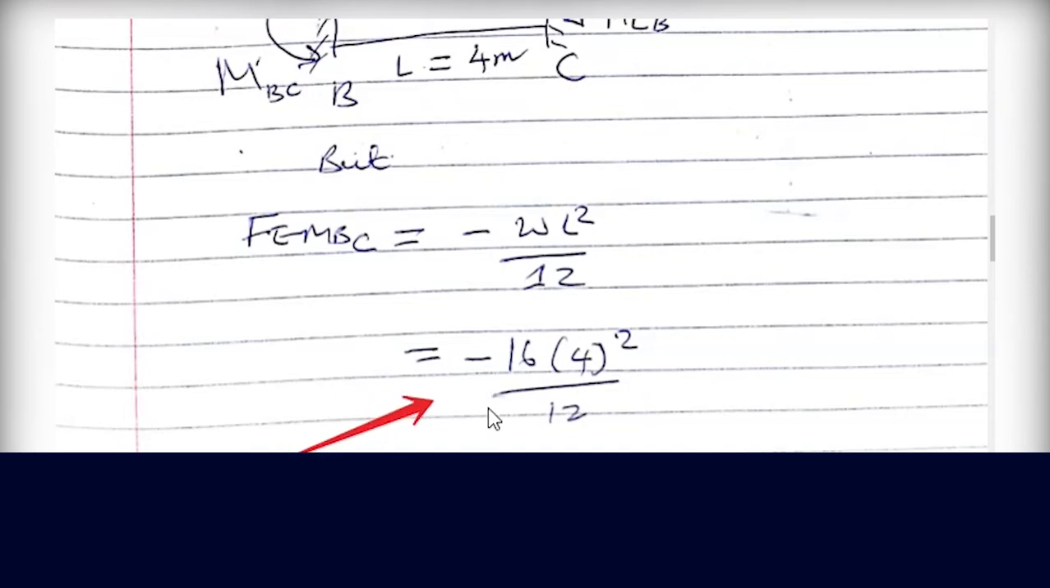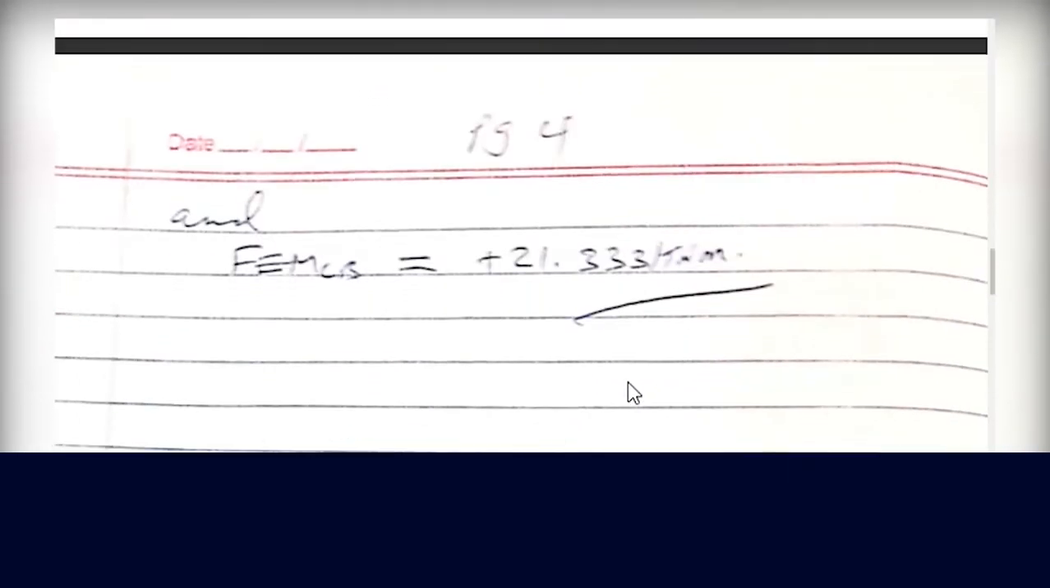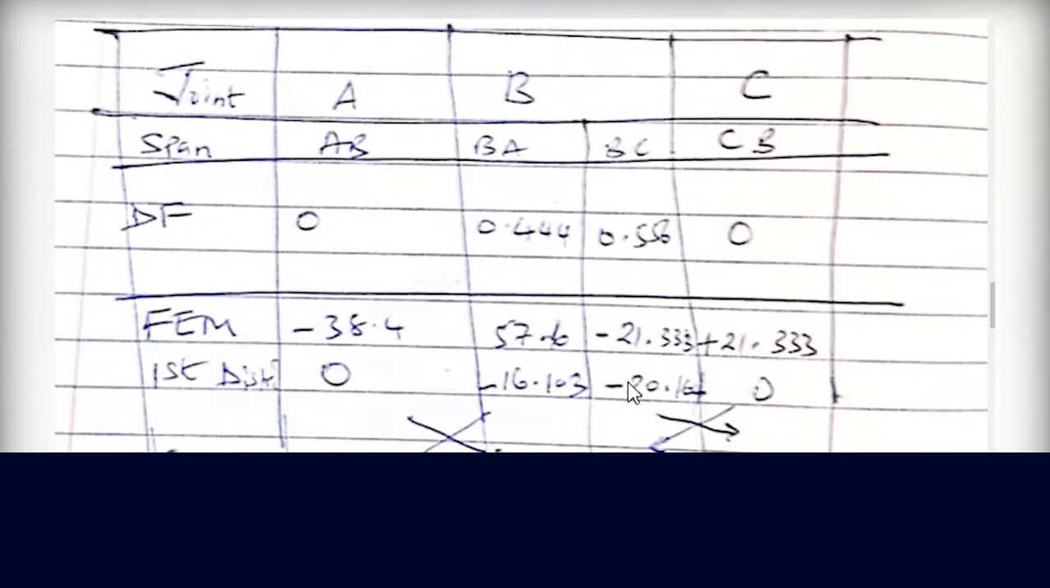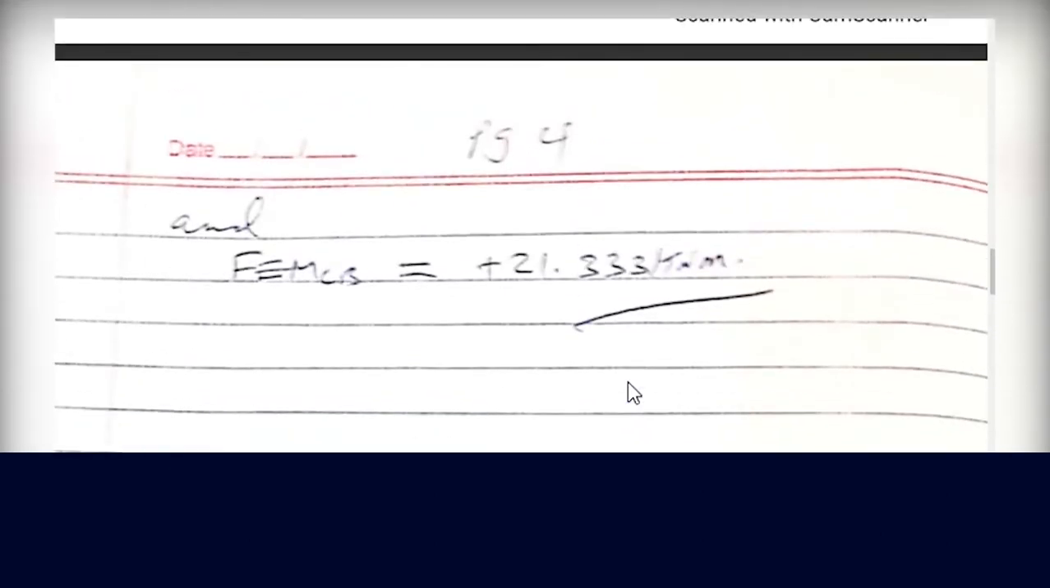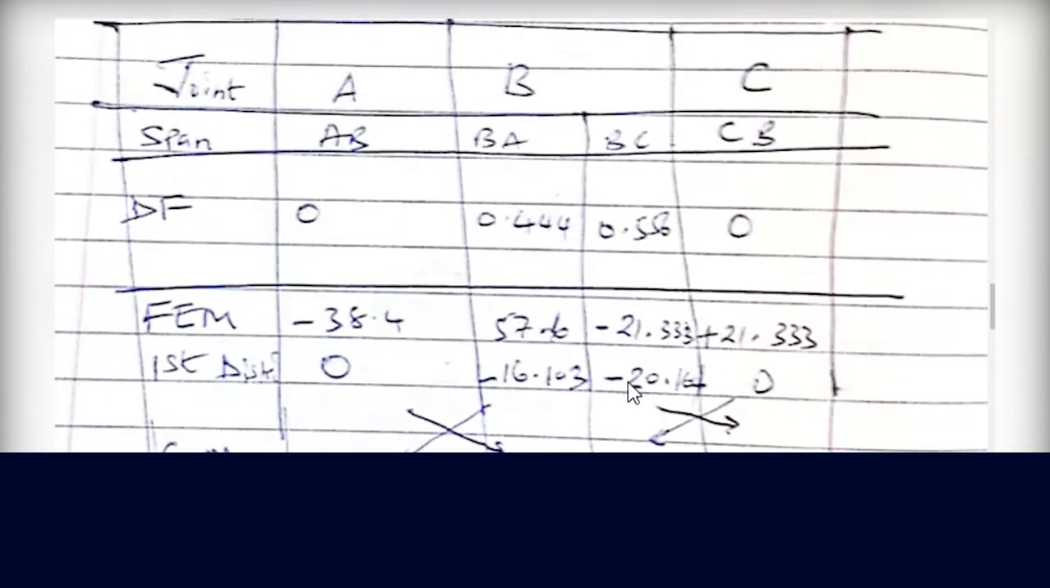So you can calculate the value; it is equal and opposite. BC should be negative and CB should be positive. Now they are equal and opposite. Upon calculation, you can get your value. Once you get your value, you can start to calculate your table. Now your table is a function of joint A, joint B, joint C.